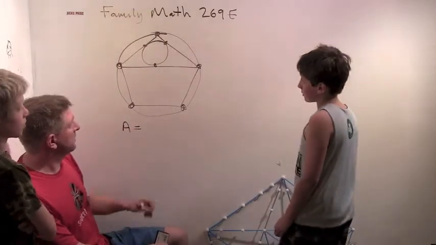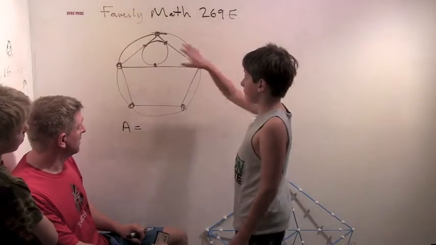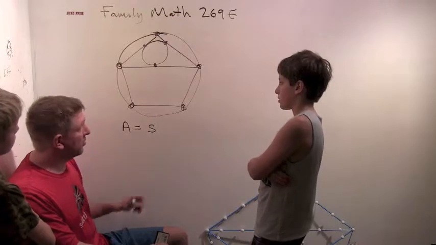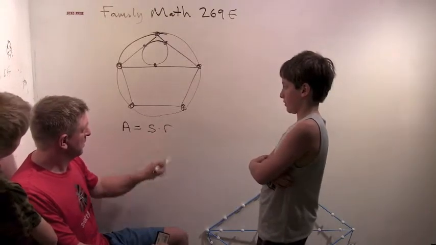Well, we'll use the incircle first. It's the semi-perimeter, which is half the perimeter, which we call S, times the radius of the inscribed circle.